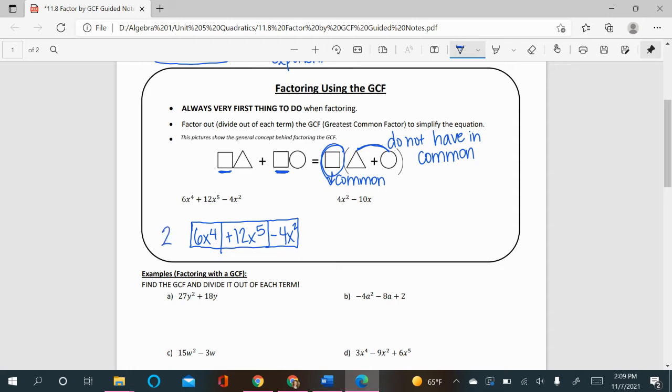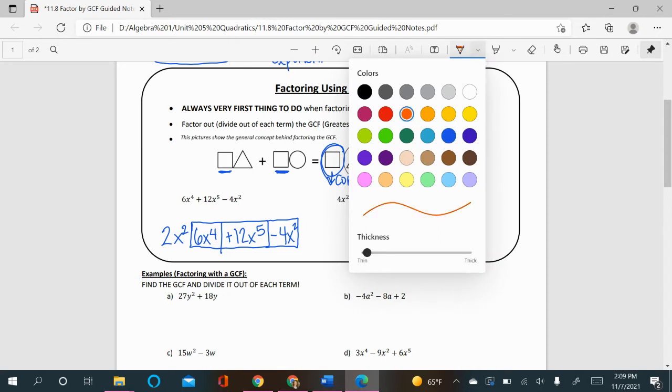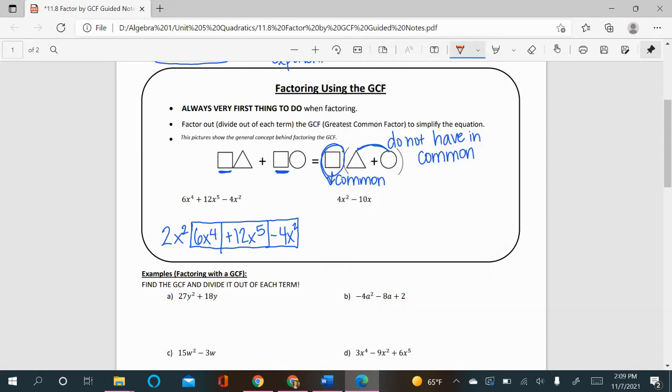So I'm going to put the 2 out here, and then I'm going to look at my variables. I have x to the 4th, I have x to the 5th, and I have x to the 2nd. I'm going to take out my lowest exponent. So x to the 2nd will go here. All right, now I'm going to put on the top of that box what will multiply. So 2x squared times what will give me 6x to the fourth? Well, 2 times 3 will give me 6. And then x squared times x squared will give me x to the fourth.